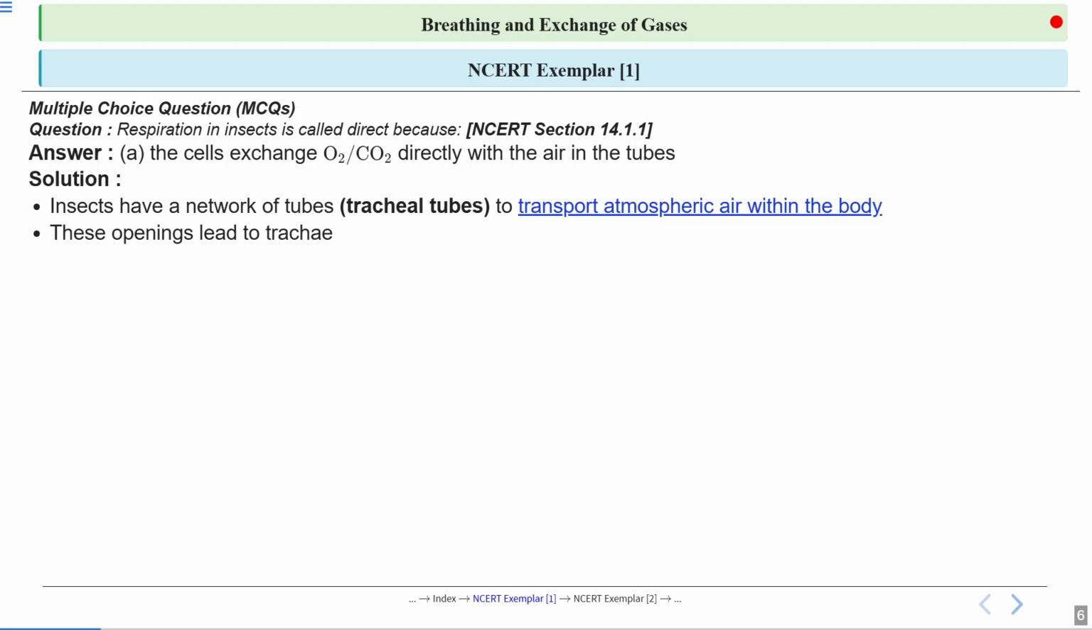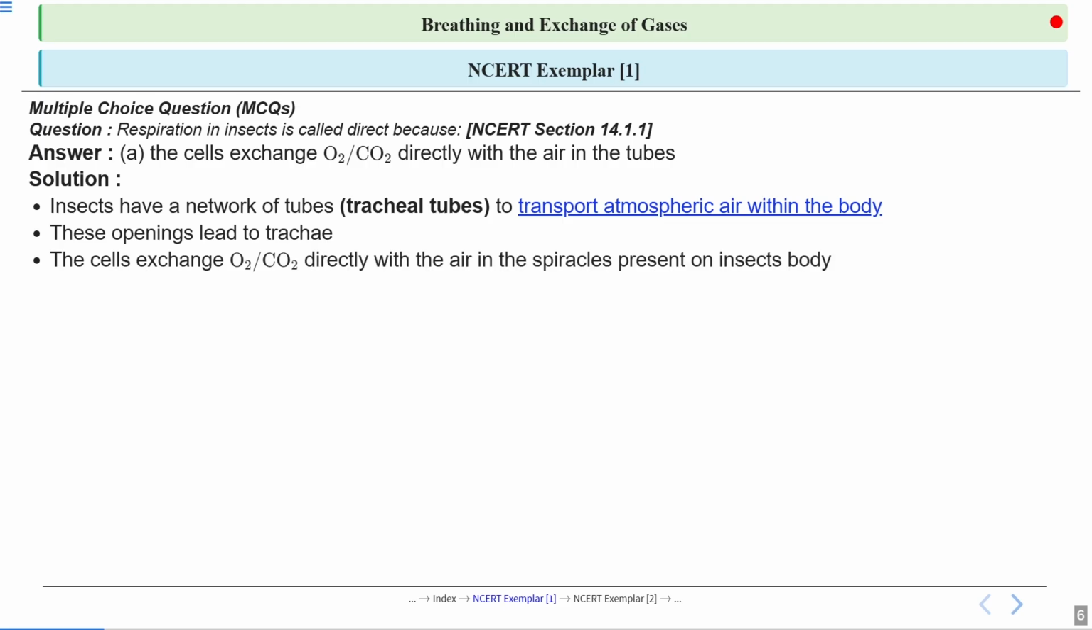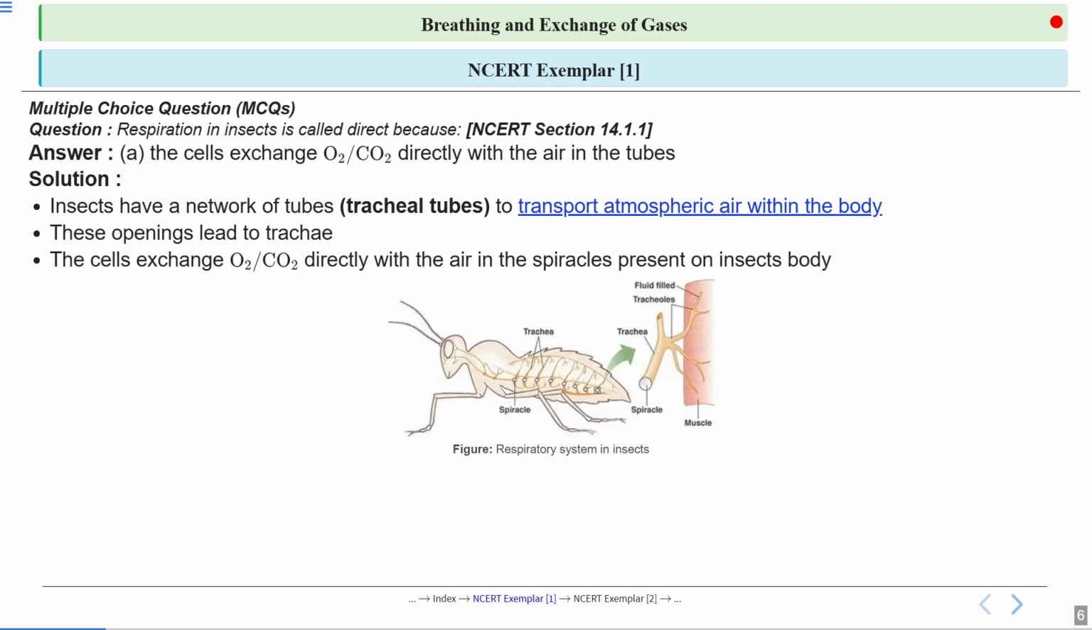Now there is an opening, they are talking about that opening. What is that opening called? Those openings are called spiracles. The cells exchange O2, CO2 directly with the air in the spiracles present on the insect body. So here in the figure you can see this is an insect, and you can see there are different openings here. On the side of the body they have small openings called spiracles, and inside the body there are the tracheal tubes, right?